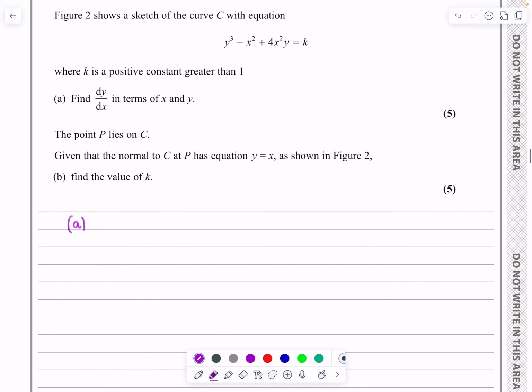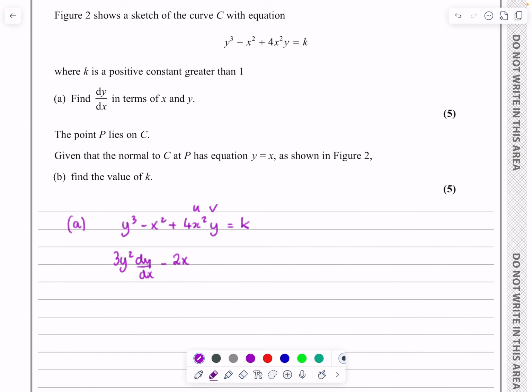We've got y cubed minus x squared plus 4x squared y is equal to k. So if we're differentiating them all, differentiate y cubed: multiply by the power, take one off the power. Because it's a y function with our implicits, we have dy by dx there. Differentiating x squared should cause nobody any difficulties. And then we come to this product here.